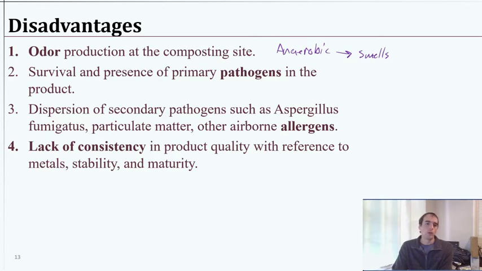We also know that sometimes when we're dispersing biosolids, we end up sending out what we would call secondary pathogens. So this is a pretty big concern for people that work as the land appliers. They're applying the biosolids to land. There are allergens, so different fungal spores, things like that, that are not directly pathogens, but may cause allergies. Things like that would be kind of secondary pathogens.